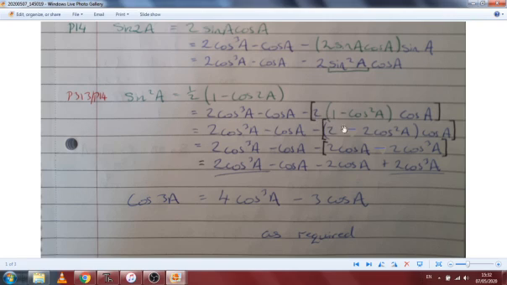So you just multiply all of this out. So we get twice 1 by twice cos squared a. Then we multiply the cos in by those two terms, and we get this line at the bottom of twice cos cubed a minus cos a minus twice cos a plus twice cos cubed a. So that, when I add the like terms, I get the expression they want. Cos 3a is equal to 4 cos cubed a minus 3 cos a, as required, as a nice way to finish off the question.